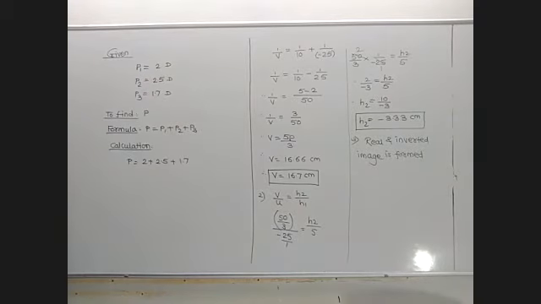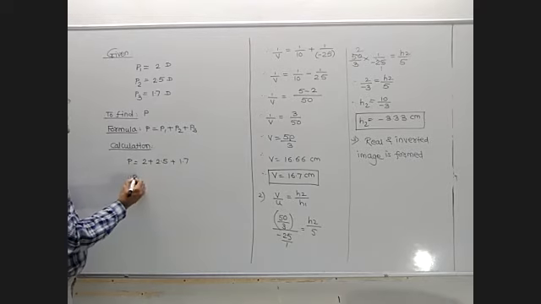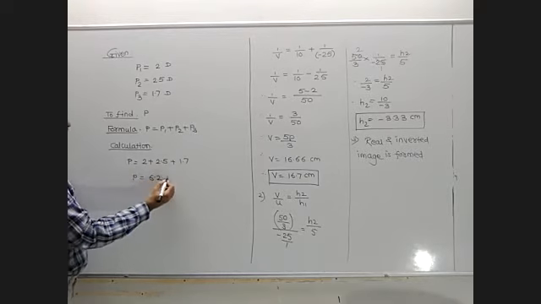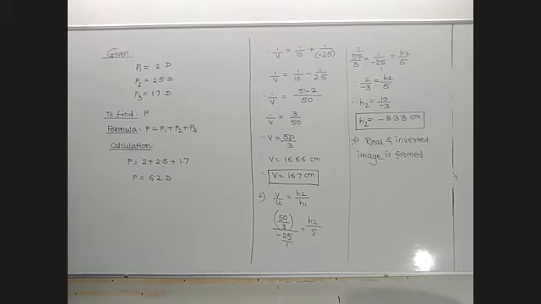Six point two. 6.2, okay, good. Everyone got the answer? 6.2 diopter.